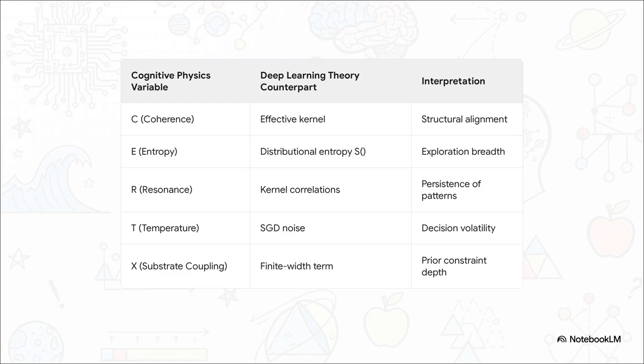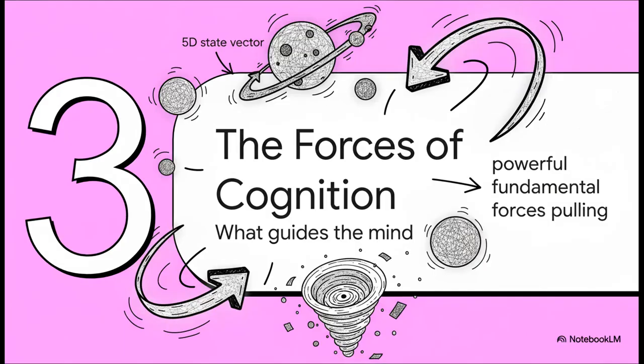This theory isn't just a metaphor. It's physics, scaled up. Okay, so we've got our snapshot of the mind's state. But here's the thing. It never just sits still. It's constantly in motion, always being pulled around by these incredibly powerful fundamental forces. It's basically the cognitive version of gravity.